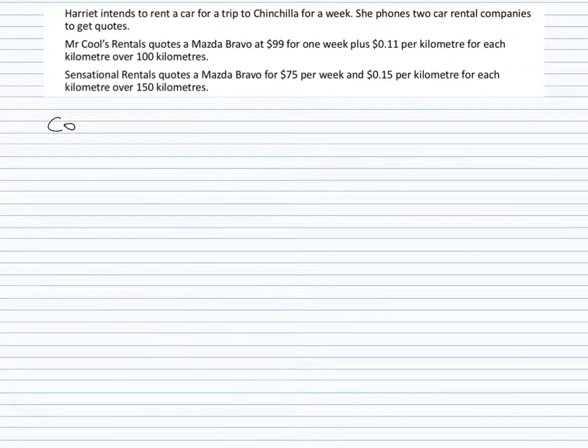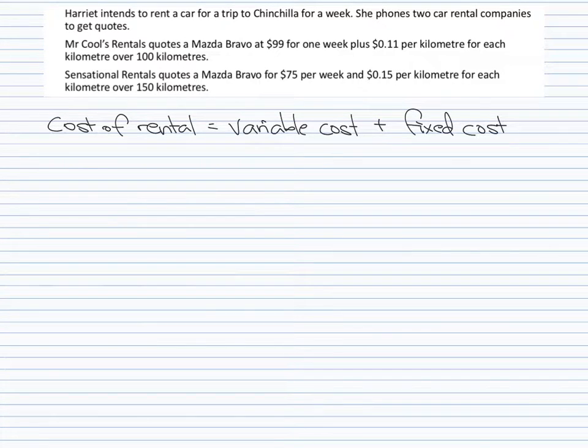So in this question, you need to determine the variable cost and the fixed cost, because we know that the cost of rental is however much you drive plus a certain cost that you need to pay before you can get the car out of the garage, which is the fixed cost. So let's look back to the question. How much do you need to pay regardless of how many kilometers you drive? In this case, it's the $99.